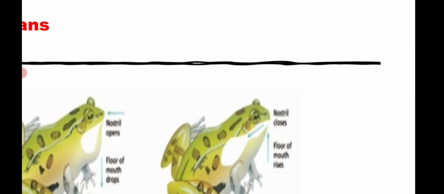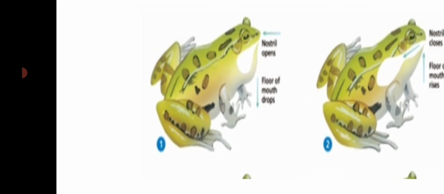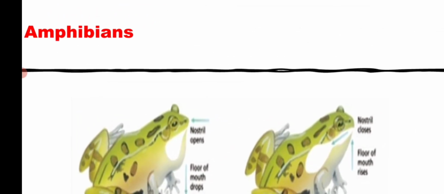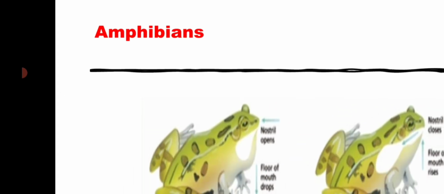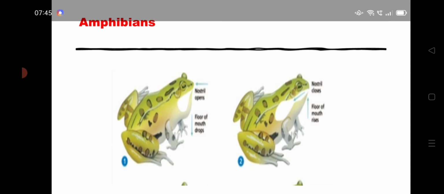They utilize this oxygen. Here they have the lungs. They will utilize this oxygen. And while exhaling, again the nostrils open, the floor of the mouth drops, and while putting the carbon dioxide out, the nostrils close and the floor of the mouth again rises. This is the way in which the frog breathes on land. So moving to the next slide.